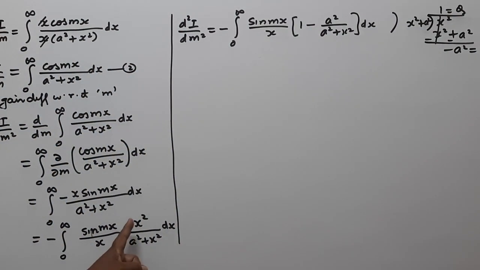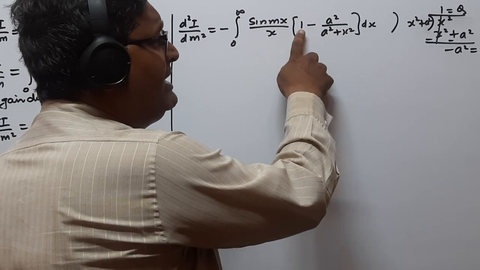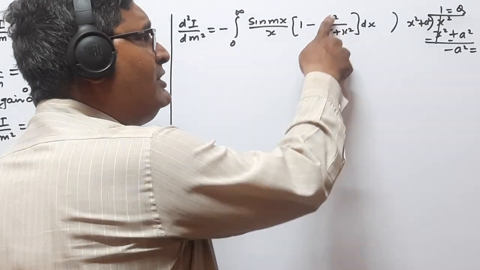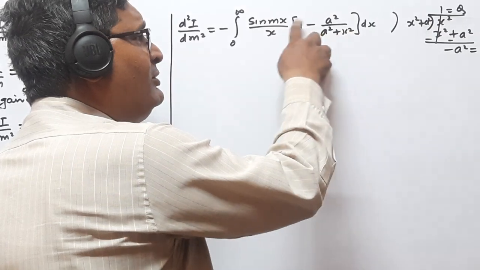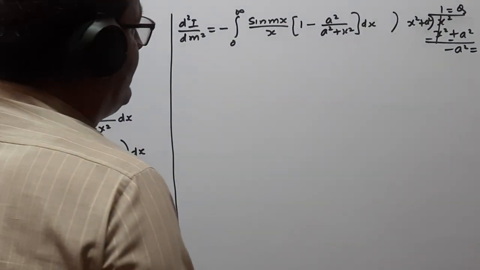So this can be written as x square upon a square plus x square, which can be written as 1 minus a square upon a square plus x square. When we take the LCM, a square plus x square minus a square, so this a square is cancelled out, and in the numerator we get x square upon a square plus x square.